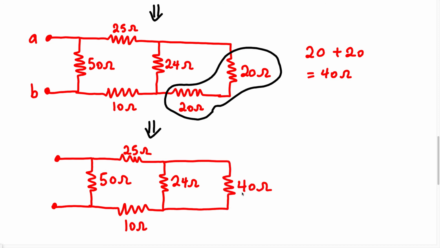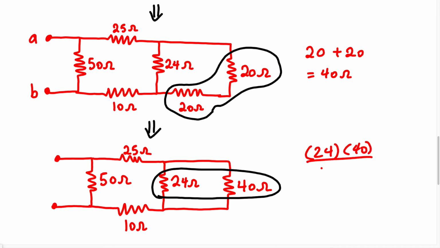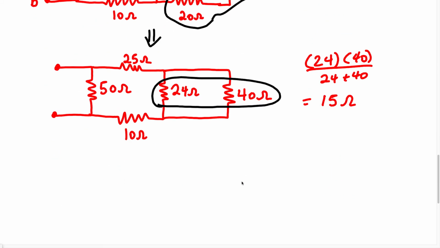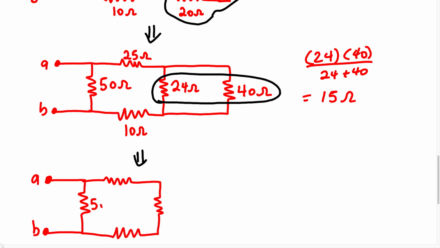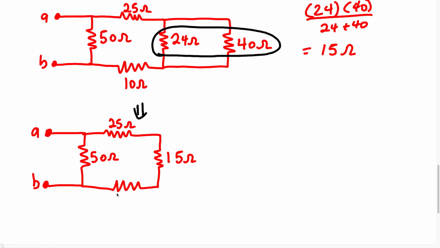Now when I look at this, I have 40 ohm, right? We know these two resistors are going to be in parallel, right? So because we know these two resistors are in parallel, let's solve for that. We have 24 times 40 over 24 plus 40. That's going to give us 15 ohm. So let's redraw this circuit. This is 50 ohm, 25 ohm. This right here is going to be 15 ohm. And this resistor is 10 ohm.